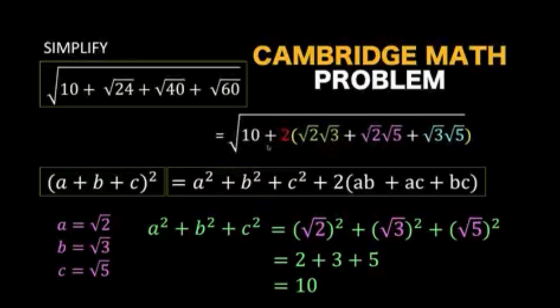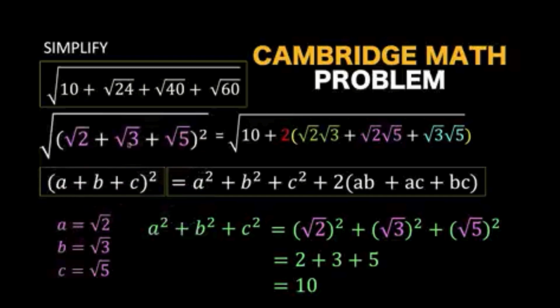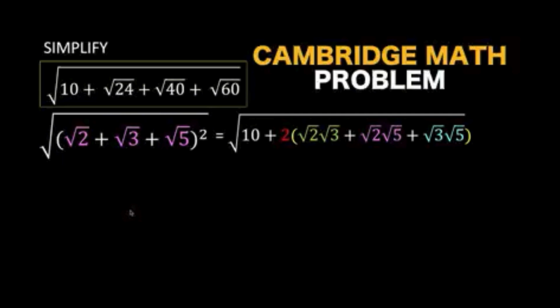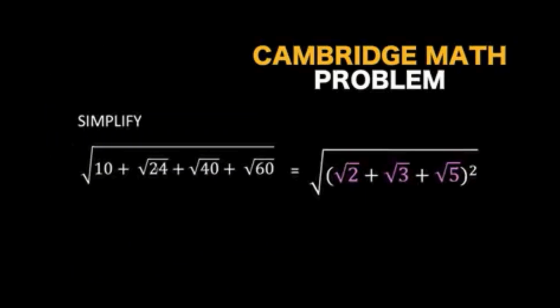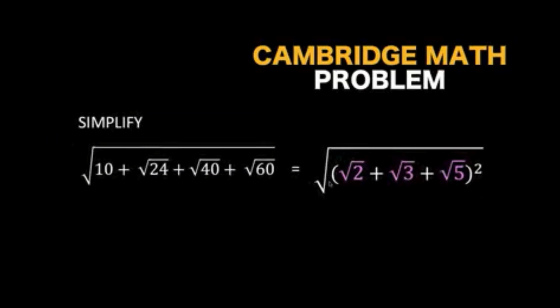So we now therefore say that this radical expression at the right is equal in form as the square of the quantity a plus b plus c, where a is equal to square root of 2, b is equal to square root of 3, and c is equal to square root of 5. We now have this result. The simplified form of this original radical expression is now equal to the square root of the square of the quantity square root of 2 plus square root of 3 plus square root of 5.